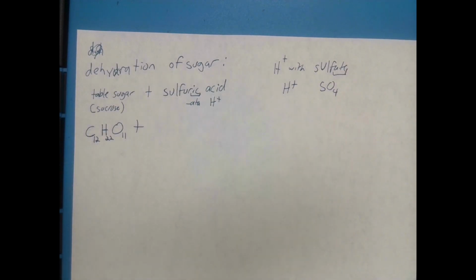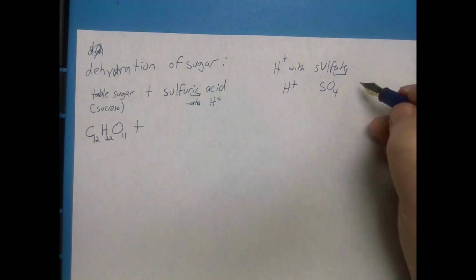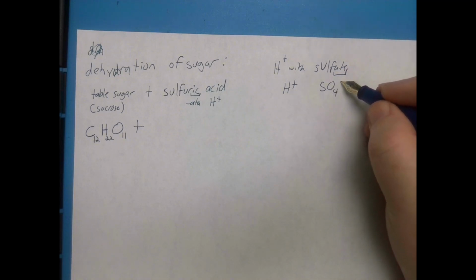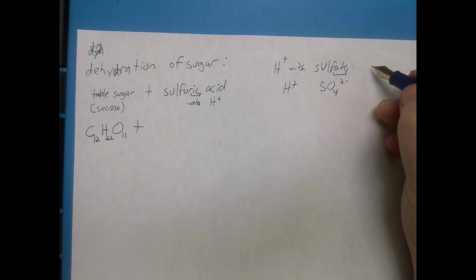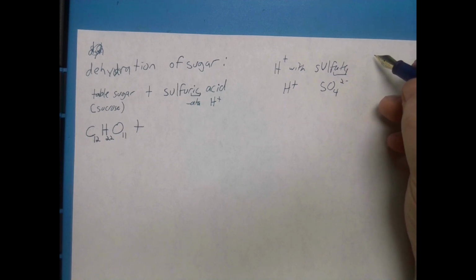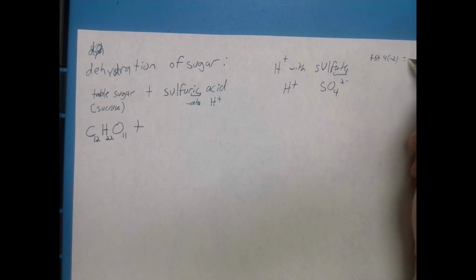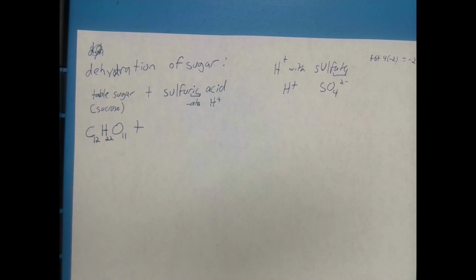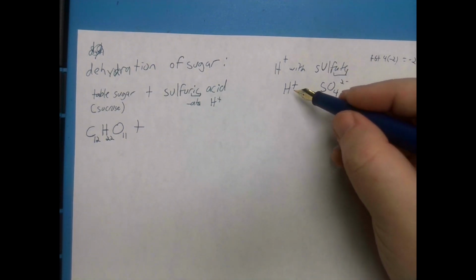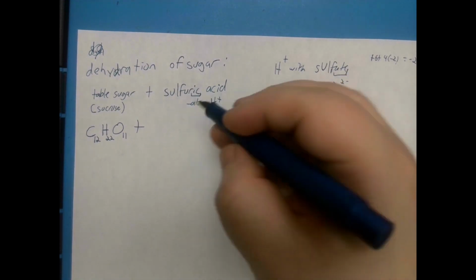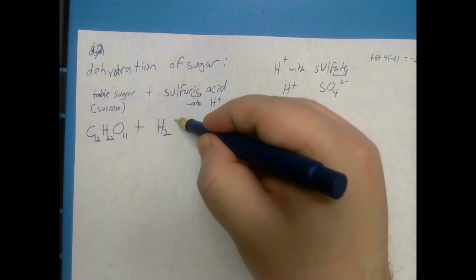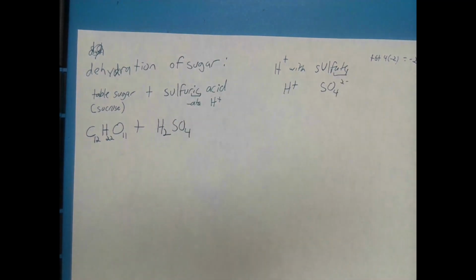What will be the charge? So yes, -2. Sulfur is in the 6th group, so it gets +6. There are 4 oxygens at -2. Add those together, and you get -2. So this is a 2-to-1 ratio. So the formula is H2SO4.